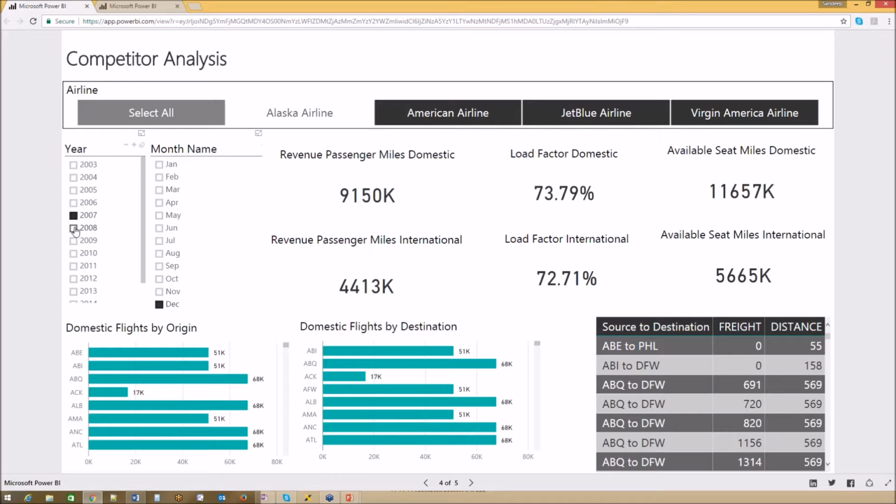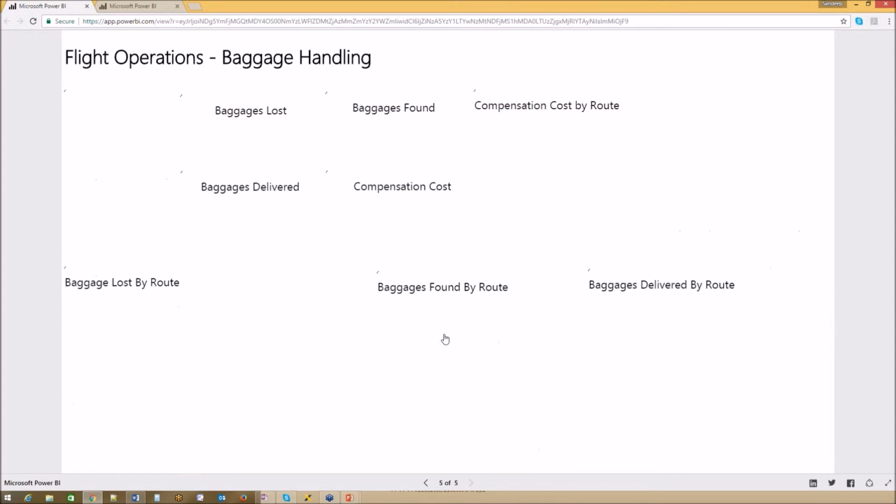So with this, what the management can do is work around with various parameters here and then identify what routes are profitable, what are the routes where we as a company need to compete, and take decisions accordingly. This was all about the competitor analysis part of it. Moving on to the next dashboard.